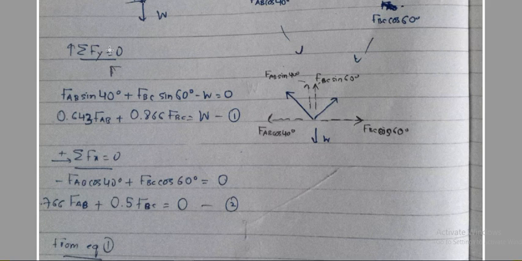So applying the condition of equilibrium in y direction, we have three forces in y direction: FAB sin 40, FBC sin 60, and W. FAB sin 40 plus FBC sin 60 minus W. I have taken upward as positive. Then FAB sin 40 would be positive, and FBC sin 60 would be positive, and W would be negative. Solving this would result in this equation.